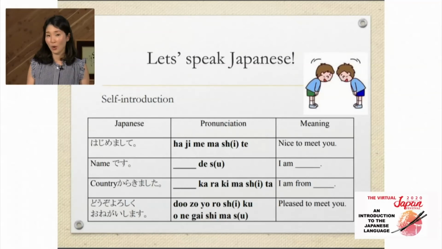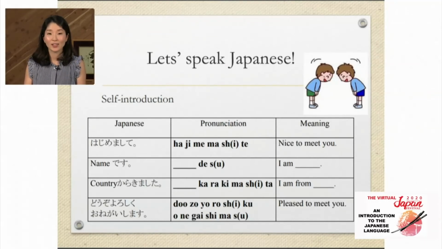All right, and then your hometown or where you're from. I'm from Japan, Nihon or Nippon. So I will say, Nihon kara kimashita. Nihon kara, from Japan, kimashita, came. You're from the US, you can say, Amerika kara kimashita. Okay? If it's Kansas, Kansas kara kimashita.